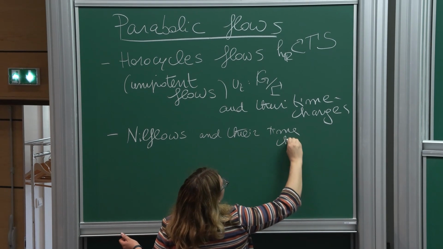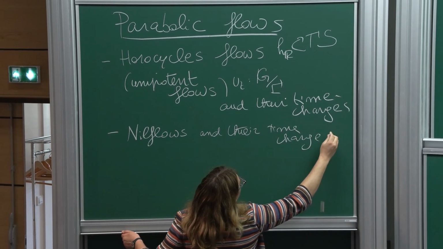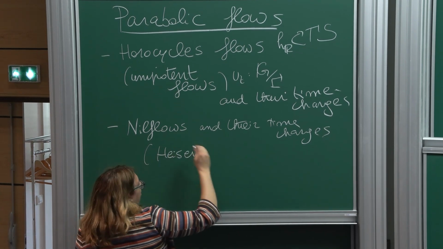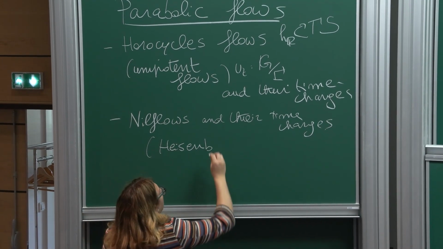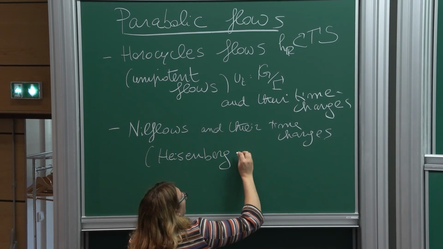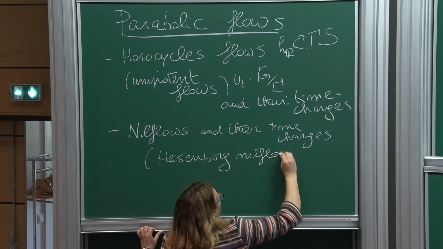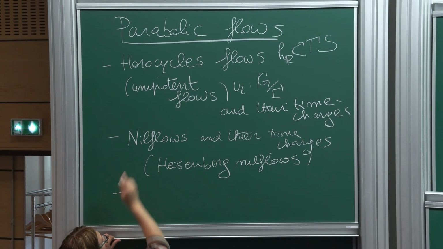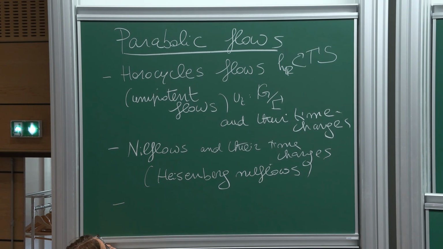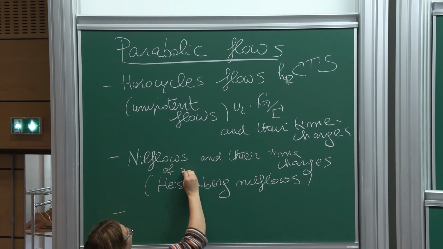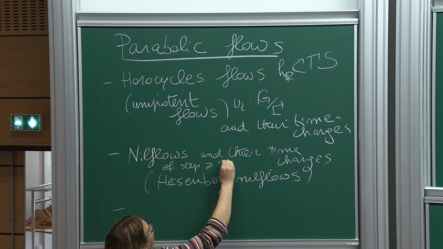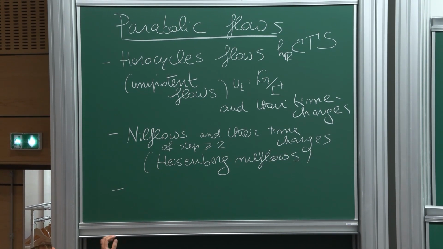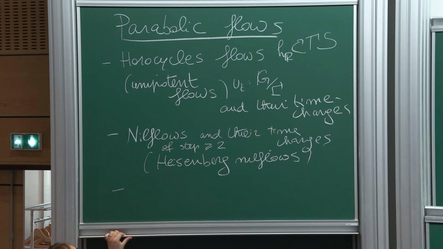And as a special case, we discussed last week Heisenberg nil flows, and we'll go back later, probably tomorrow. We'll say something more about another aspect of Heisenberg nil flows, and say something about a higher step general case. And maybe I should have said of step at least 2, because if the step is 1, it's actually a torus, and the manifold is a torus, and we have an elliptic kind of system.